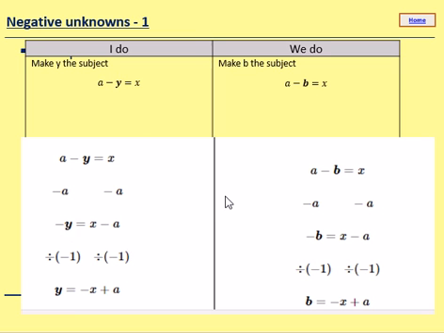So for the we do, it's similar to the I do, except we're making b the subject instead of y. So first step, subtract the a from both sides. That leaves us with negative b equals x take away a. And then again, we've got to imagine this is negative 1 times b. So we've got to divide by that negative 1. That gives us b equals negative x plus a. It swapped every positive sign to a negative and every negative sign to a positive.